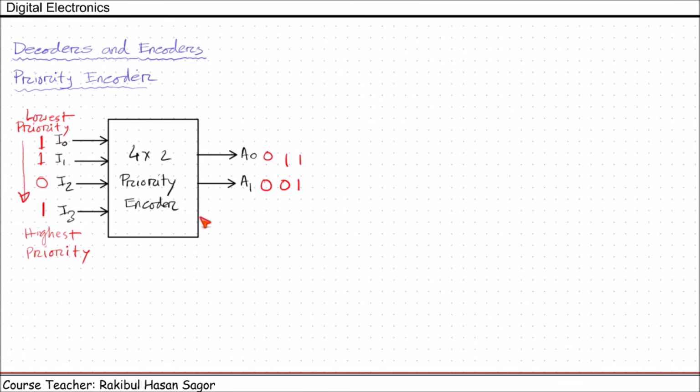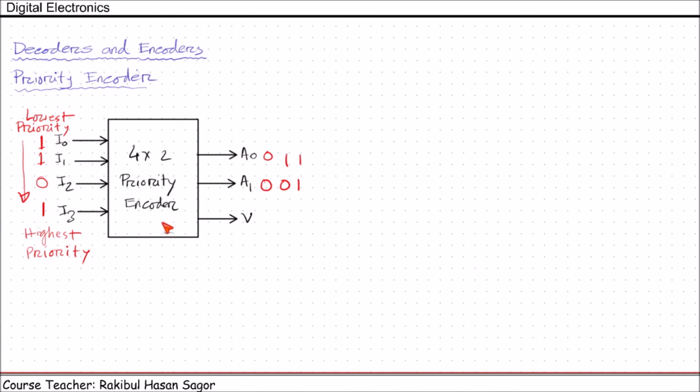That is why, in order to show whether the output is valid or invalid, a new output is defined, that is V. If V equals 0, then the output appearing here is invalid. If V equals 1, it represents that the output appearing here is valid. So let us construct the logic diagram for this.